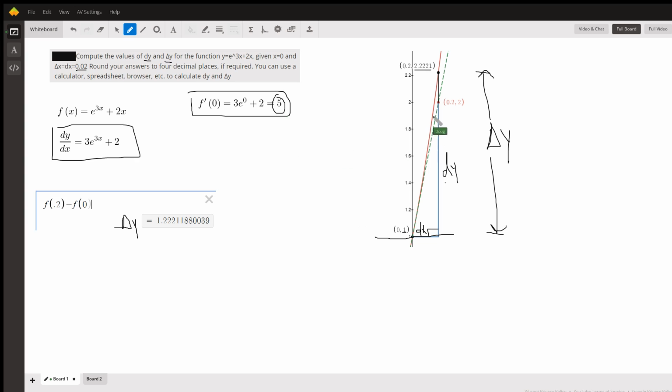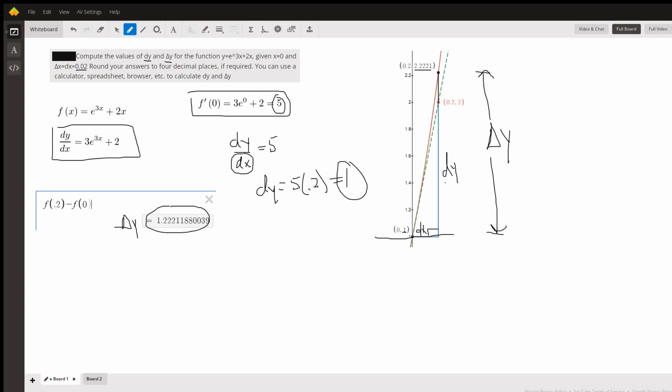So it must be true that dy over dx equals 5. But we know that dx is, for purposes of illustration, 0.2. So that's 5 times 0.2, which is just 1. So there's the comparison between delta y and dy, with a 0.221 error.